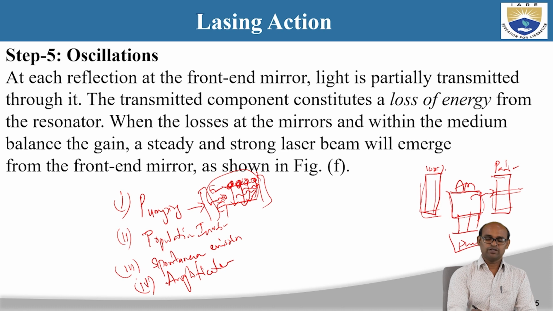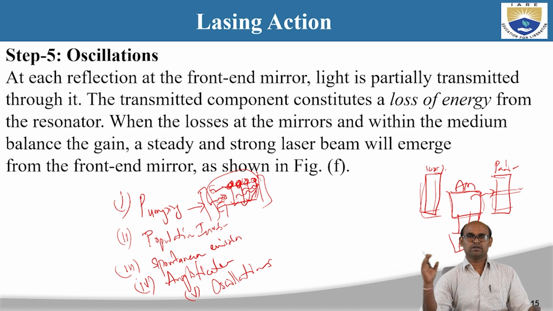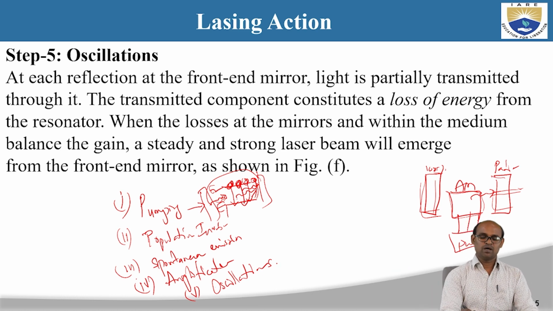There will be amplification of light. Once you have amplification of light, there can be a loss of energy, a loss of photons from the front end mirror. But when we give the same energy to the system again, we will see light emitted as a laser beam. So there are oscillations, I mean loss or gain. The last step is oscillations: pumping, population inversion, spontaneous emission, amplification, and oscillations. At the end of these 5 steps, we are going to see the laser beam.